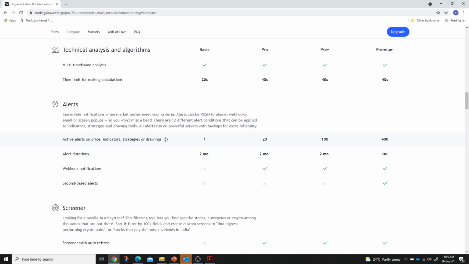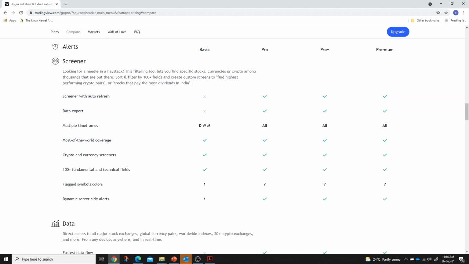Then alerts are possible. You can have one alert in the free version, whereas in Pro and Premium you can use 20. This is the feature which you use to integrate with your broker currently. You can use alerts to send to Telegram, to Discord and all that. Any alert which you create stays active for 2 months and then you have to reactivate. But if you are using the premium version, there is no deactivation. The server-side alert lasts till the end of time.